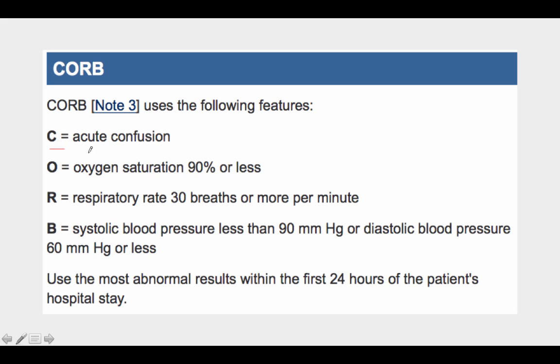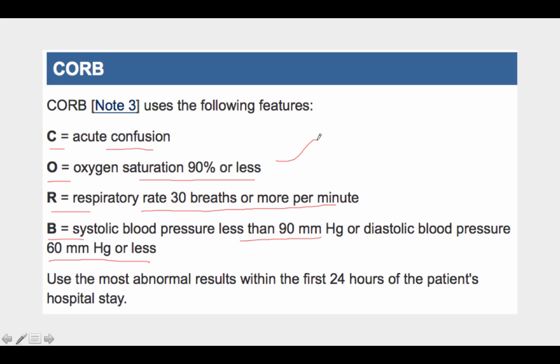So the C in CORB stands for acute confusion. The O stands for saturation less than 90, indicating a hypoxic respiratory failure. R is representing a respiratory rate above 30 per minute, and B is a blood pressure less than 90 millimeters of mercury, or a diastolic blood pressure less than 60 millimeters of mercury.